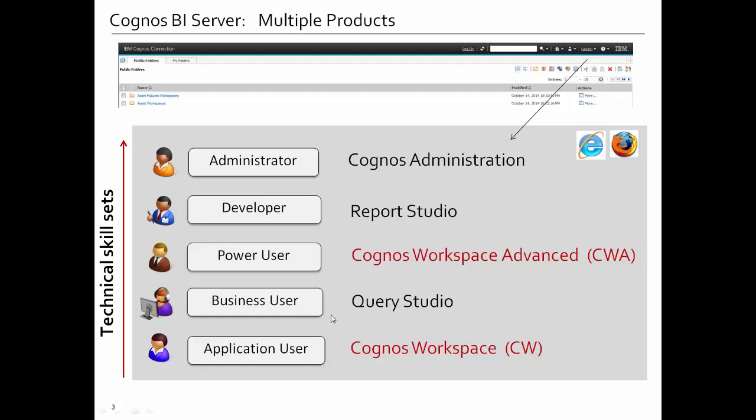Our business user down here, he doesn't have, again, the depth of the skill sets, but he's still extremely knowledgeable. And he can utilize Query Studio to create those simple ad hoc reports. With Query Studio, he's going to be able to create ad hoc reports that have calculations and have graphs, so there's extensive capability available. And then on the bottom is our application user.